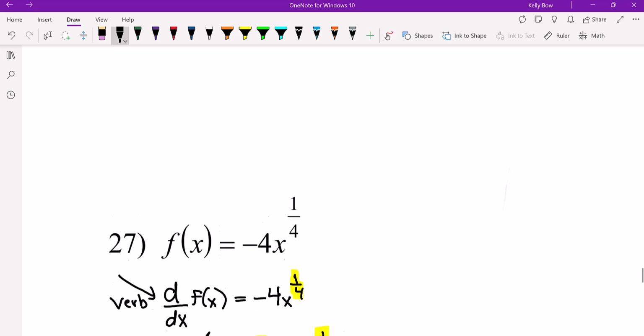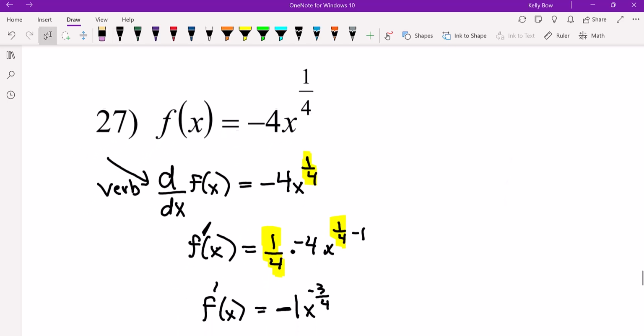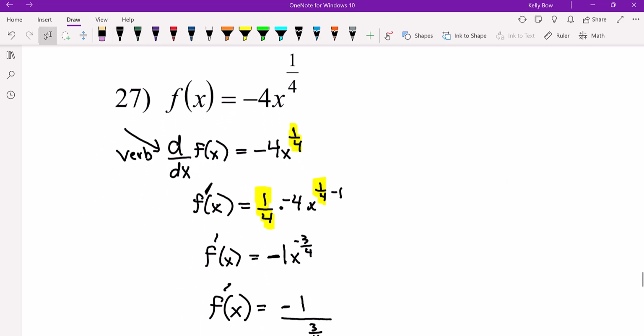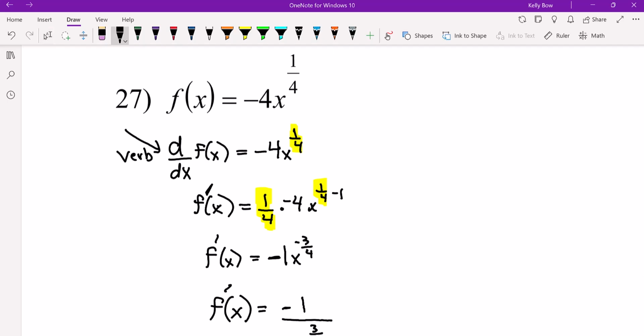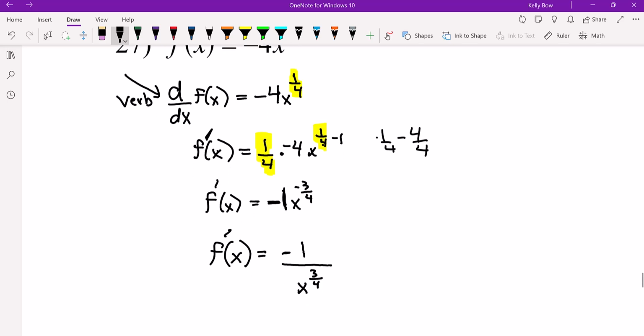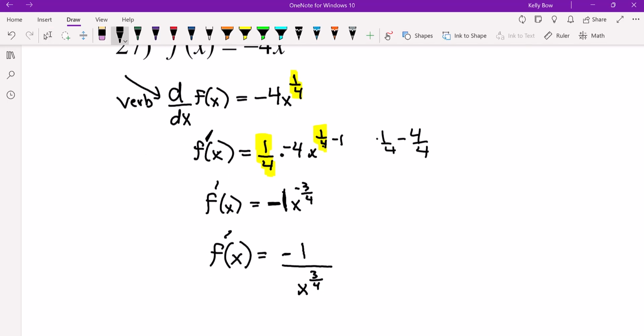All right, so this is just another one. You can kind of see what I did. The 1/4 comes in front because that's the exponent. 1/4 times negative 4 is just negative 1. And then 1/4 subtract 1, which is subtract 4 over 4, is negative 3/4. So we'll write x to the negative 3/4 in the denominator as x to the positive 3/4.